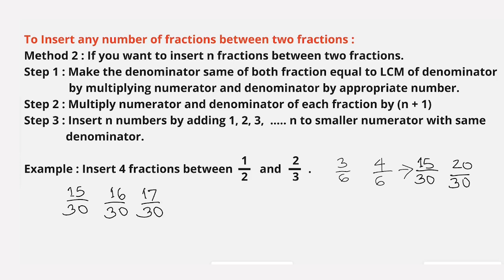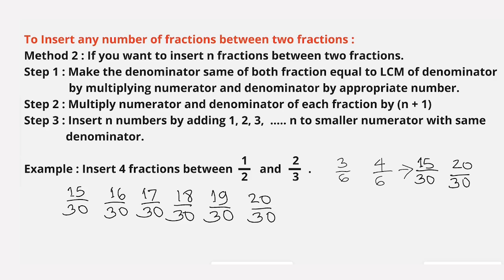We will add 1 to 17. It will become 18 upon 30. We will add 1 to 18. So it will become 19 upon 30. And we have inserted 4 numbers. And our given number was 20 upon 30.